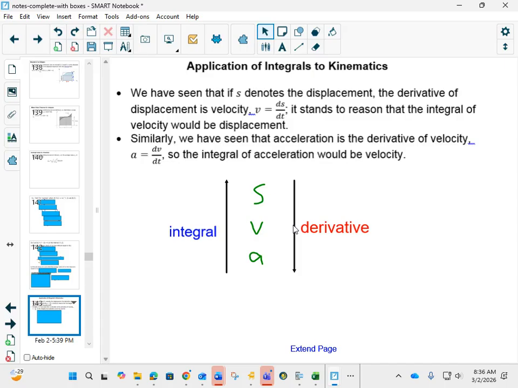So now with derivatives, we went from displacement to velocity to acceleration. And with integrals, we can go backwards from acceleration to velocity to displacement. So you can see that in an exam question, they like to start with velocity because it's right in the middle. Then they can check if you can do the derivative by going to acceleration. They can check if you can do the integral by going back to displacement.